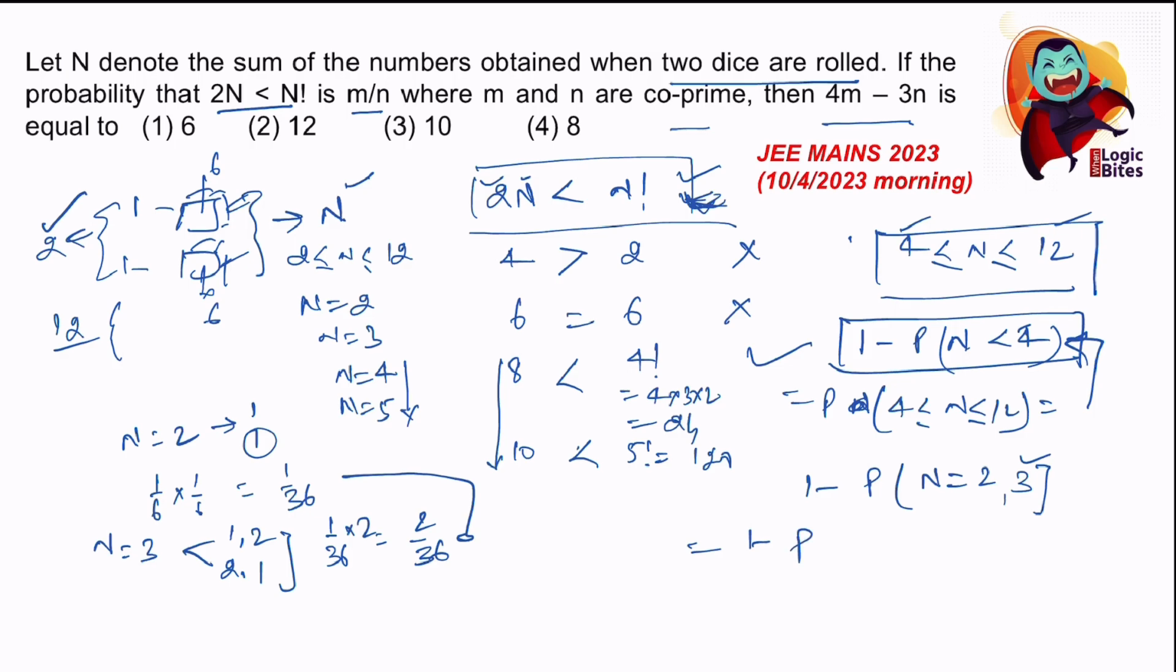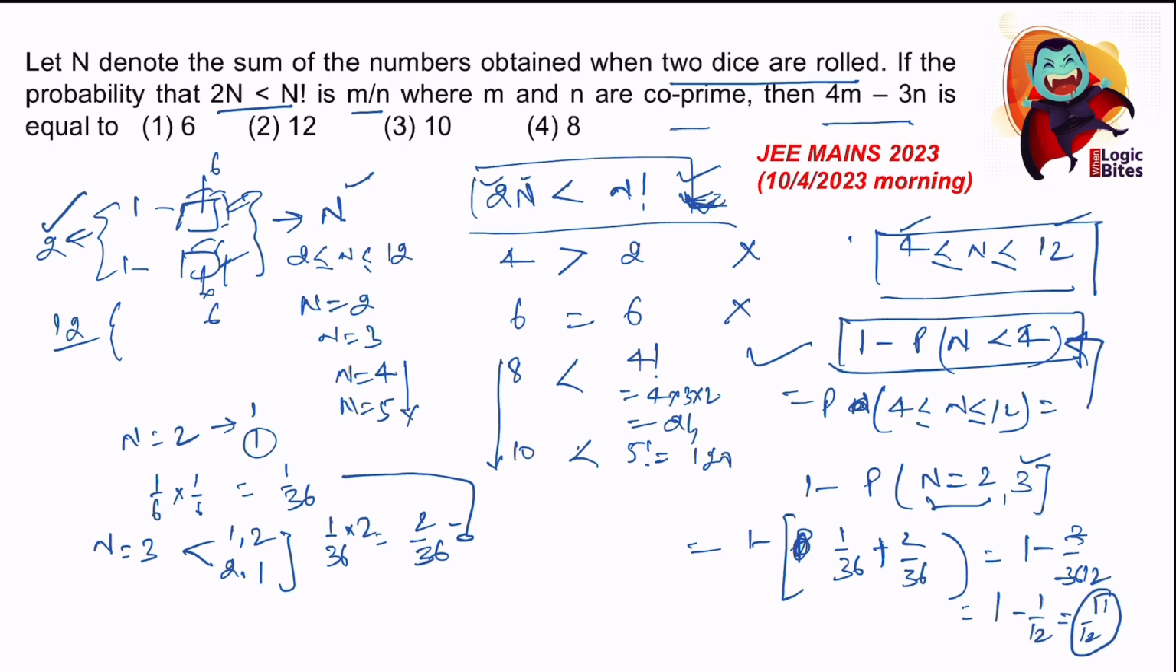So we will write like this. We have found the probability of getting 2 is 1 by 36, plus the probability of getting 3 is 2 by 36. So it will be 1 minus 3 by 36. So it can be solved: 1 minus 1 by 12, which is 11 by 12. So the probability of getting any sum from 4 to 12 will be 11 by 12.